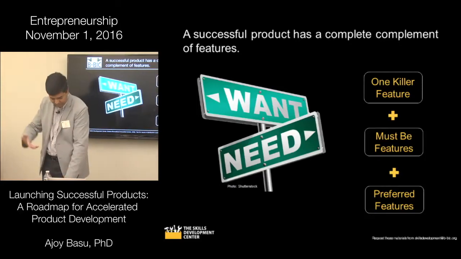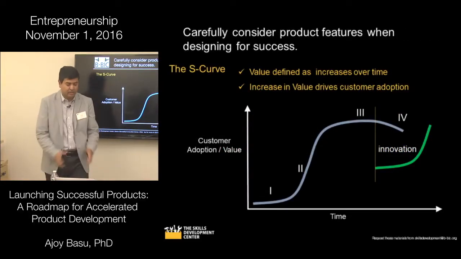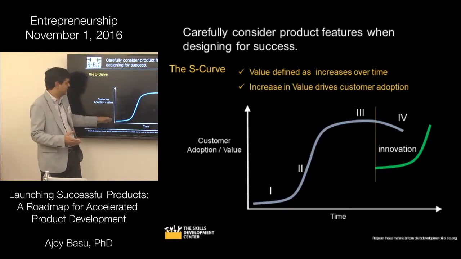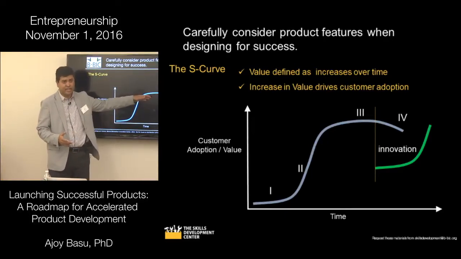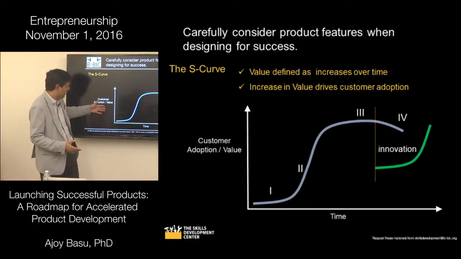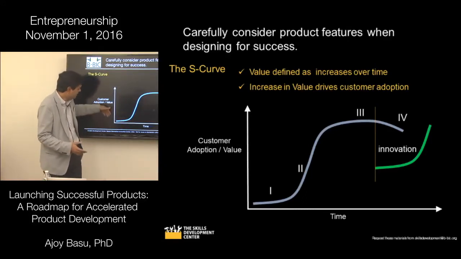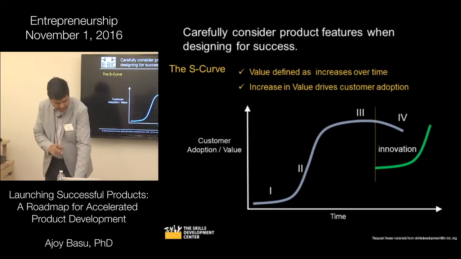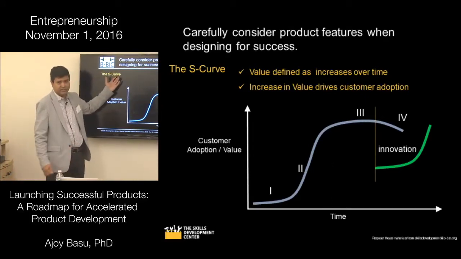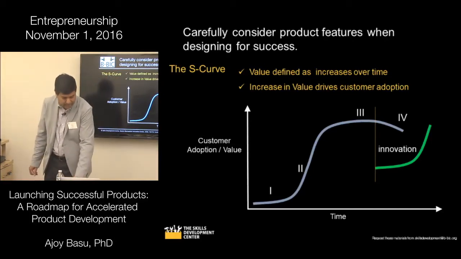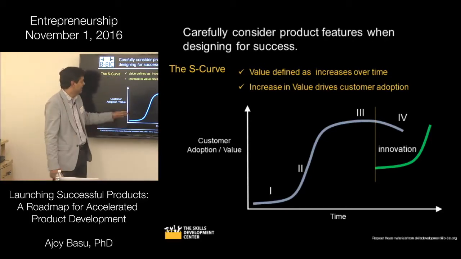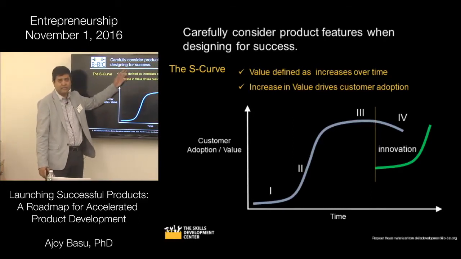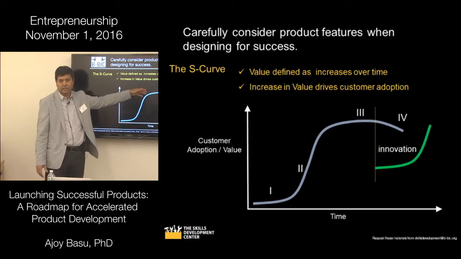Okay, so we looked at that bell-shaped curve, right? If you now do it cumulatively, it looks like a S-curve. And if you look at customer adoption over time, this is what happens. And this curve essentially has two things. Because of its shape, it's called the S-curve. And two things that all products do is that the value increases over time, and as the value increases, the customer adoption increases.